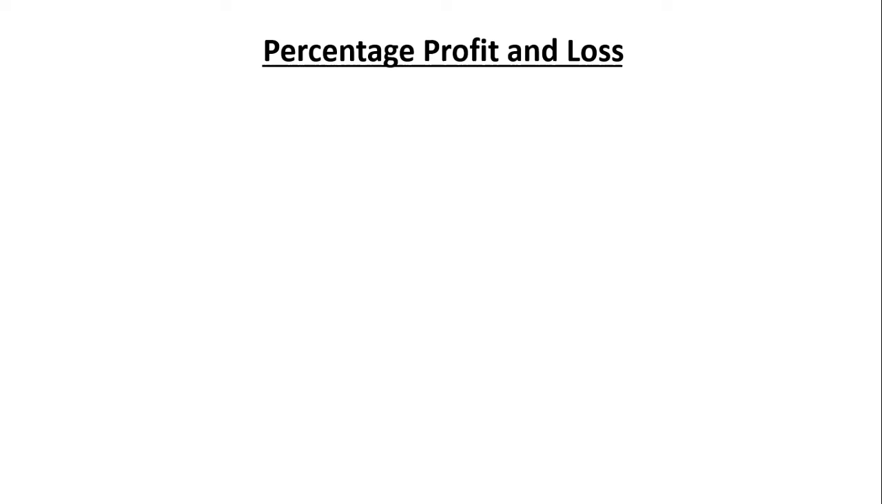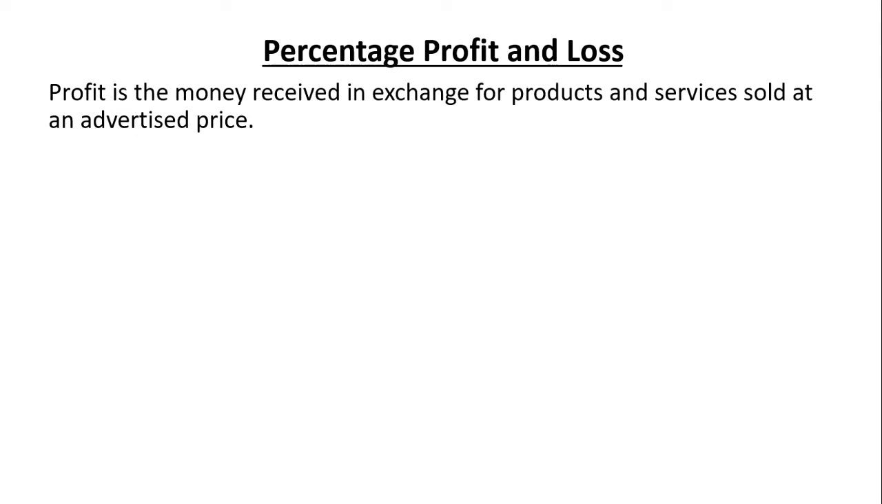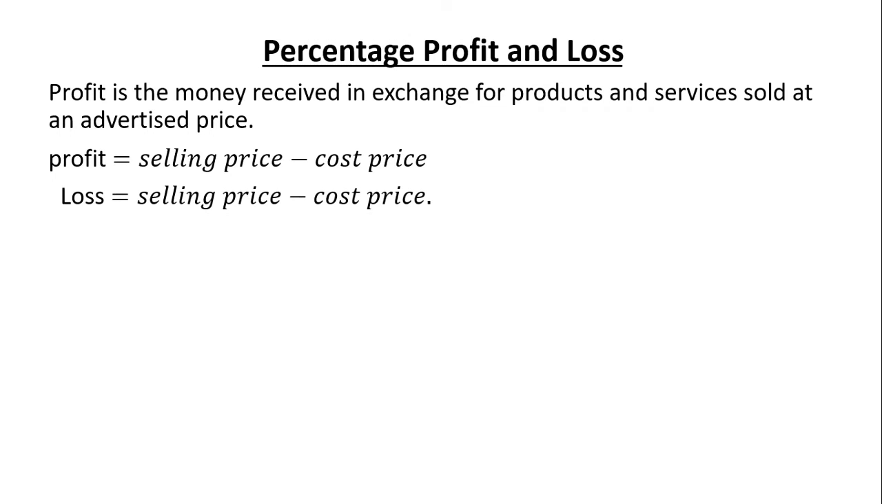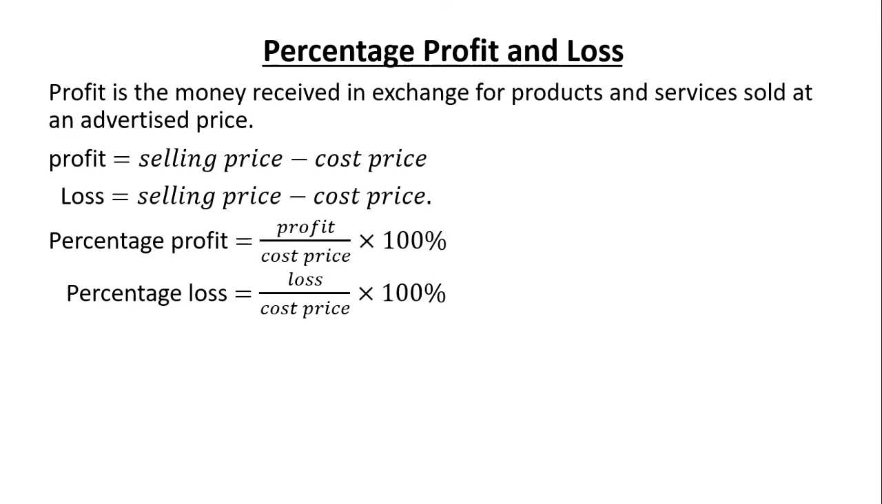Percentage profit and loss. Profit is the money received in exchange for products and services sold at an advertised price. Profit equals selling price minus cost price. Loss equals cost price minus selling price. Percentage profit equals profit over cost price times 100%. Percentage loss equals loss divided by cost price times 100%.